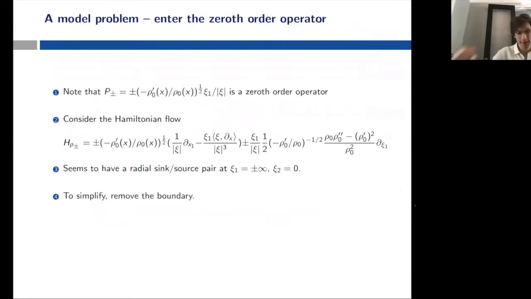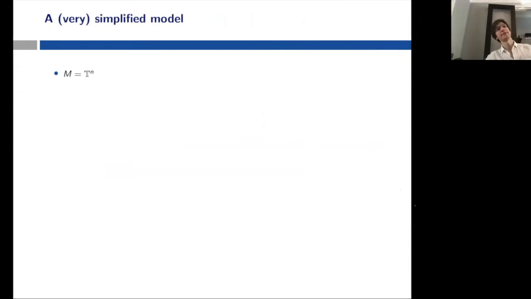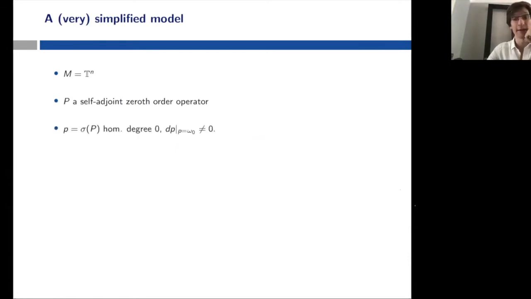I mean, sometimes, of course, it's very interesting, but in this case, we're going to see that it's distracting. Okay, so now we're going to remove the boundary and I'm going to introduce you to a very simplified model. So I'm going to work on a smooth compact manifold, namely the n-dimensional torus. And I'm going to be thinking P is a self-adjoint zeroth order pseudodifferential operator. And so what does that in particular mean? Well, it means that the symbol will be some zeroth order homogeneous operator. And I'm going to be fixing my energy omega 0. This is the frequency of oscillation, right?